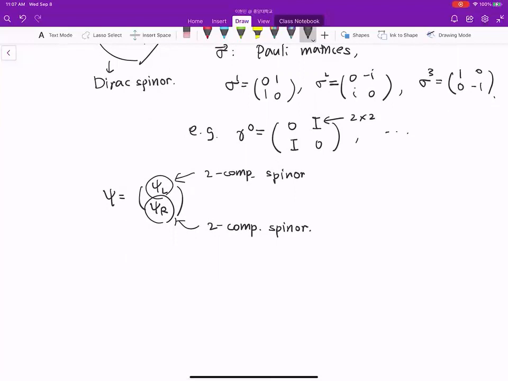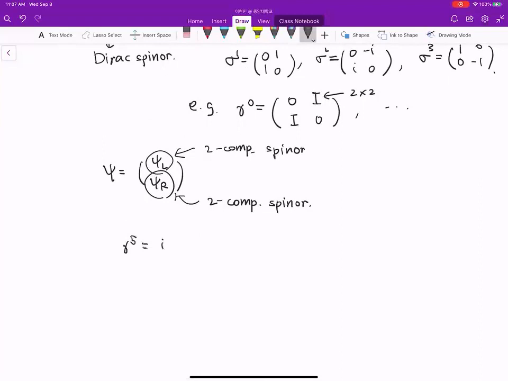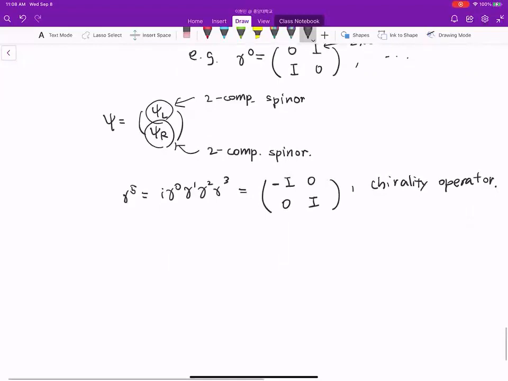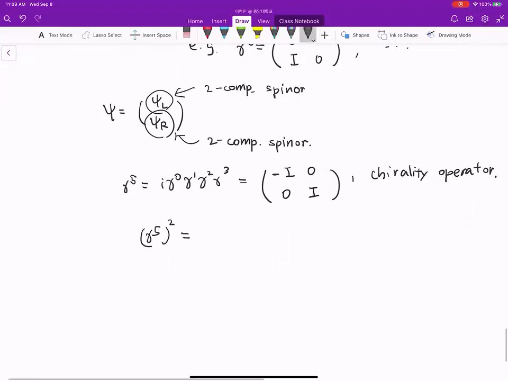So just let me fix more notations. Gamma 5 we can construct from the product of all the possible gamma matrices. You can compute it explicitly, and it takes this form. This is the chirality operator. If you take the square of the chirality operator, it becomes the 4 by 4 identity.